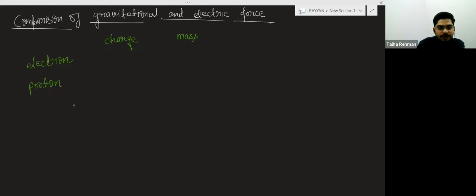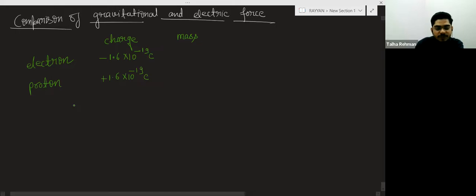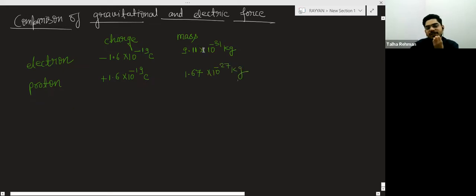Charge on electron is minus 1.6 into 10 to the power minus 19 coulomb. Charge on the proton is plus 1.6 into 10 to the power minus 19 coulomb. Mass of the electron is 9.11 into 10 to the power minus 31 kg, and mass of the proton is 1.67 into 10 to the power minus 27 kg. Can you tell me whether the mass of the proton is greater or the electron's?